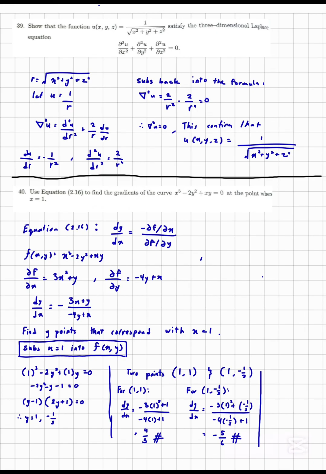Substituting x into the function, we get y equal to 1 and y equal to negative 1 over 2. Using the point (1, 1), dy over dx is 4 over 3, while using the point (1, negative 1 over 2), dy over dx is negative 5 over 6.